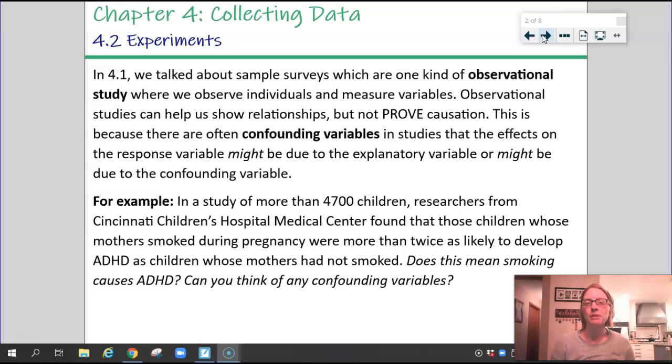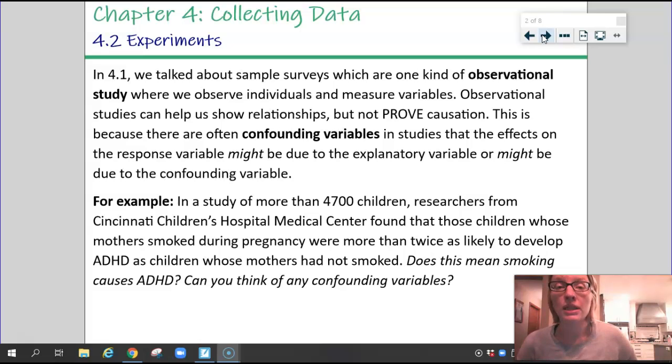Oftentimes, when we have one explanatory variable and we're using it to see some relationship with the response variable, there are others that could come into play. Take a look at the example at the bottom here. 4,700 children in the Cincinnati Children's Hospital were tested and found that those children whose mothers smoked during their pregnancy were more than twice as likely to develop ADHD as children, as compared to those kids whose moms did not smoke during their pregnancy, right? Now this is an observational study.